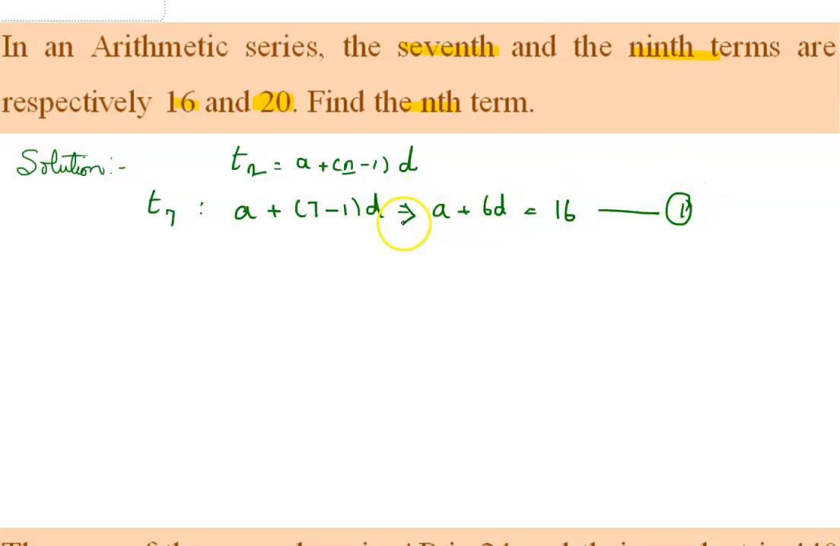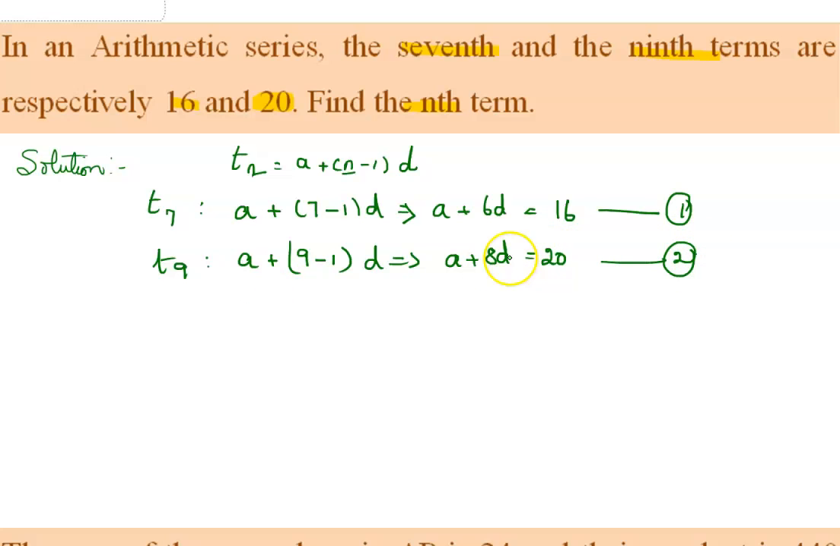That is, a plus 6d is equal to 16 is equation 1, and another one is given: T9 is 20. Which implies a plus (9 minus 1) into d, that is a plus 8d, equal to 20. We will mark this as equation 2. So now we have two equations. From these we want to find first a and d, then substitute the values in this formula to find the nth term, right?